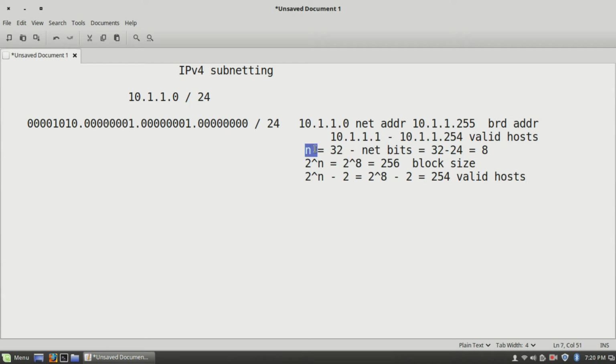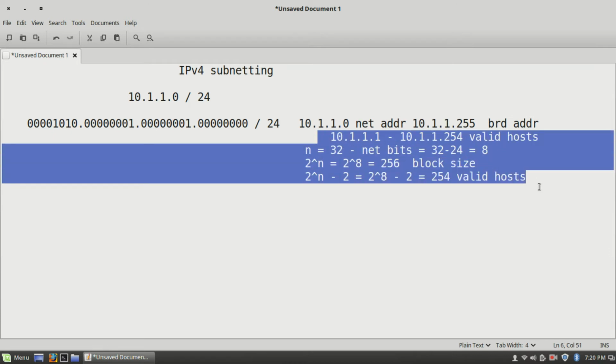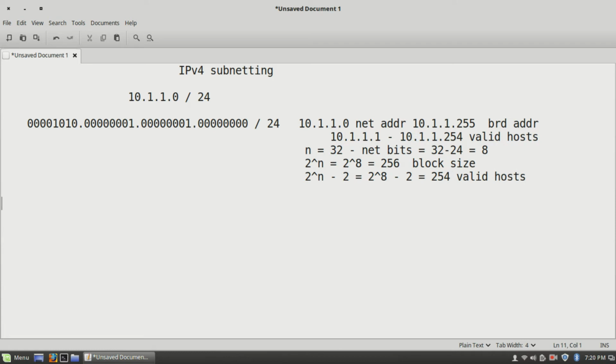The number of host bits can be calculated when we have network bits. 32 minus the network bits is host bits. When we have the host bits, we'll have the block size. When we have the block size, we will need this block size, and we'll also need the number of valid hosts. Now why did I write these things? We'll get to know.